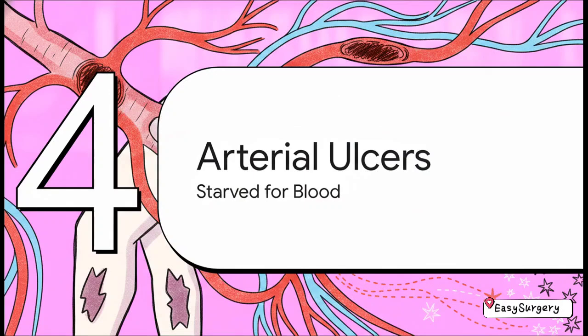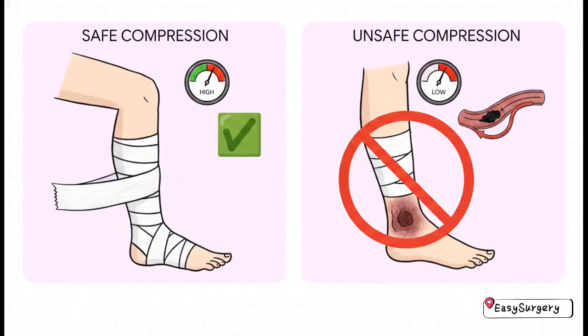Section 4. Arterial ulcers. These patients will often give you a history of intermittent claudication that eventually progresses to rest pain, and you'll find absent arterial pulsations. Because of this, before you ever apply a compression bandage to a leg ulcer, you absolutely must check the ankle brachial pressure index, or ABPI.